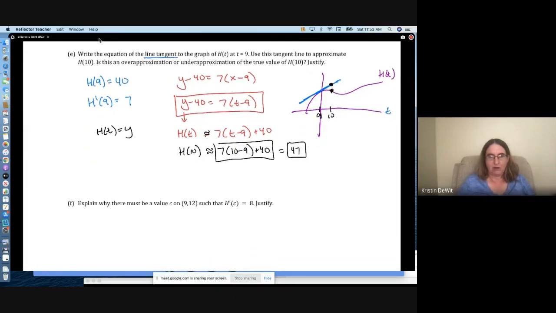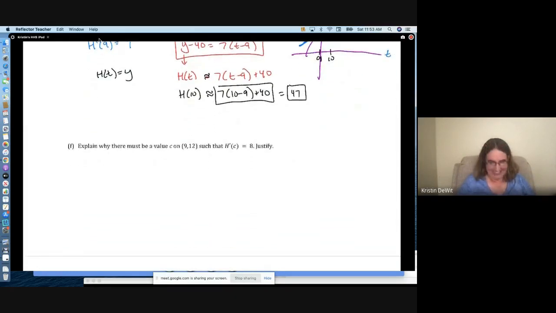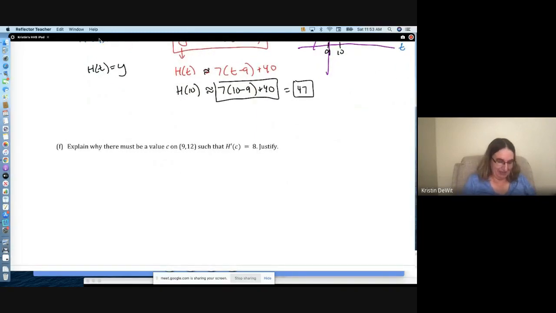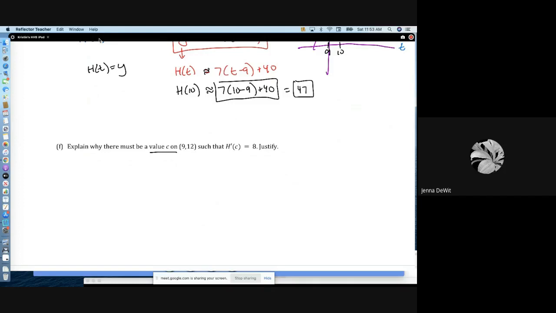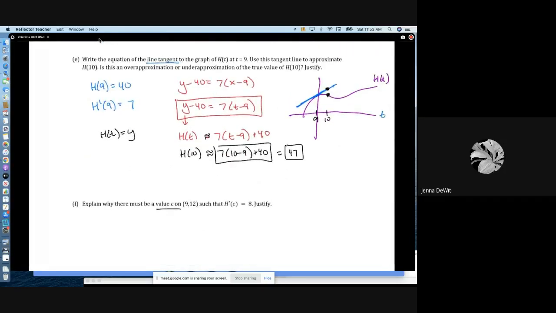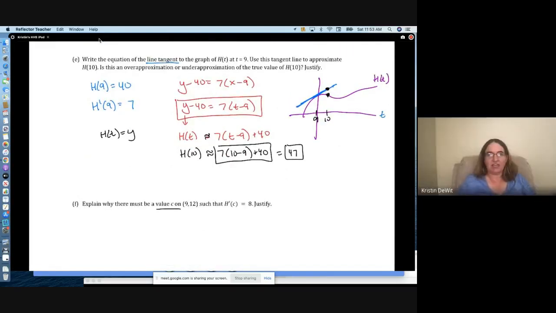Explain why there must be a value of C. For the last problem, shouldn't we have talked about an over approximation or under? Oh, thank you. I didn't read the whole question. So is this tangent line used an over approximation or under approximation of the true value of h of 10?